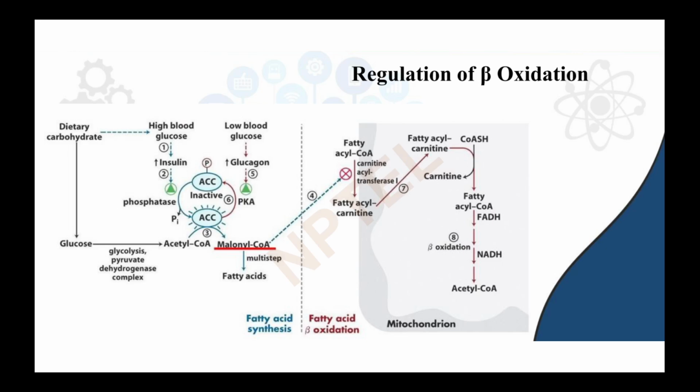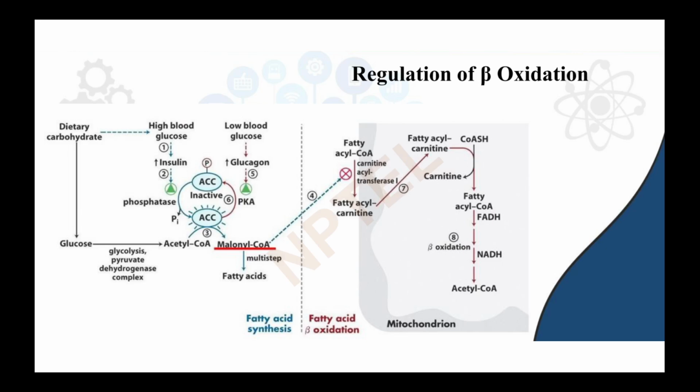Same concept is here. This protein kinase also phosphorylates the ACC, but the phosphorylated ACC is inactive. So in that case, when high levels of glucagon are present, the acetyl coenzyme A is not converted to malonyl coenzyme A. The high level of glucagon actually favors the beta fatty acid beta oxidation and lowers the fatty acid synthesis.